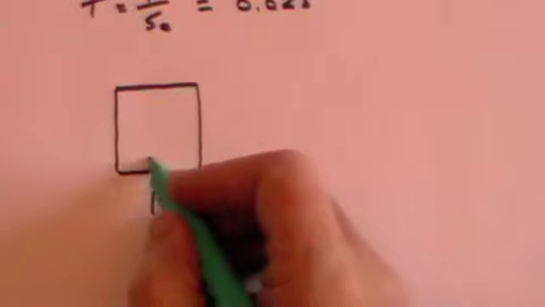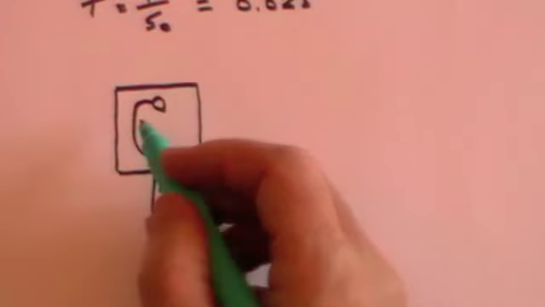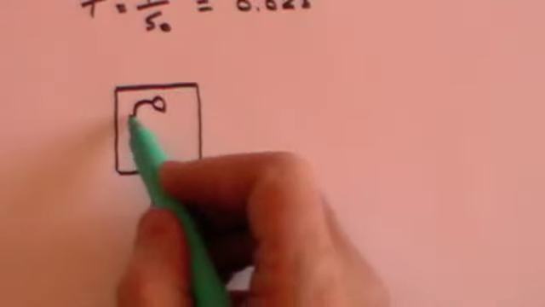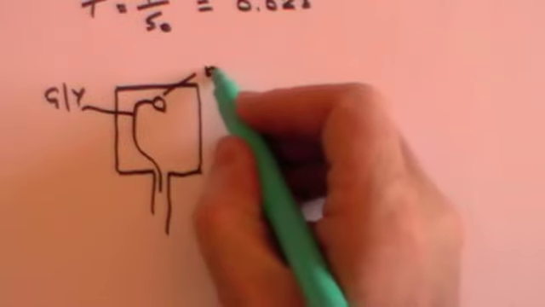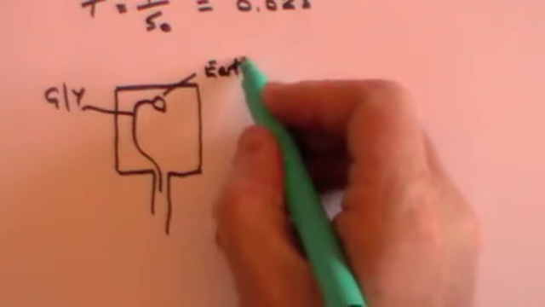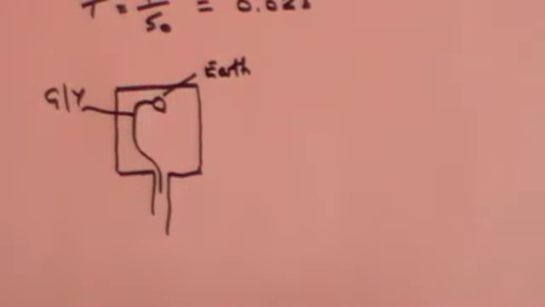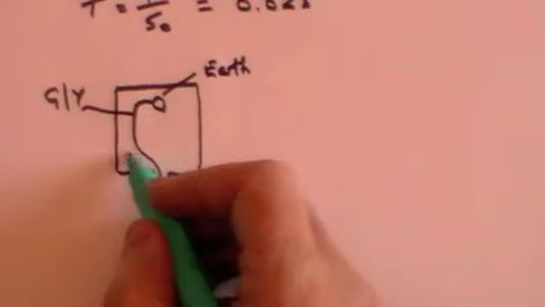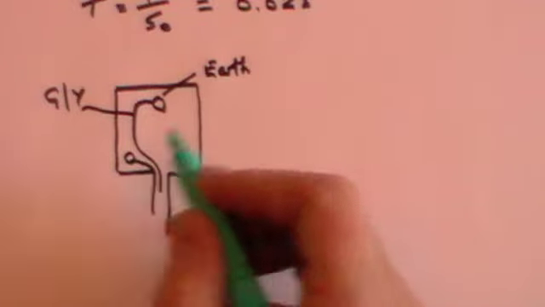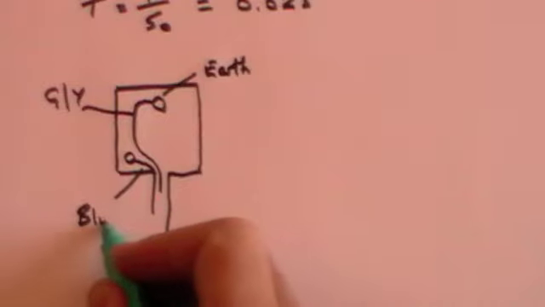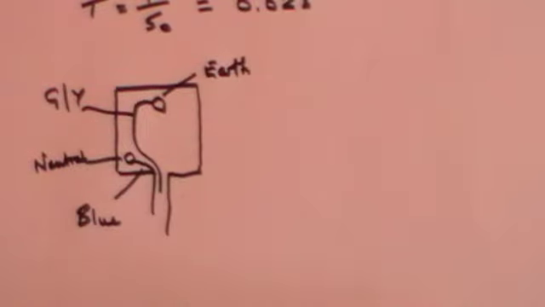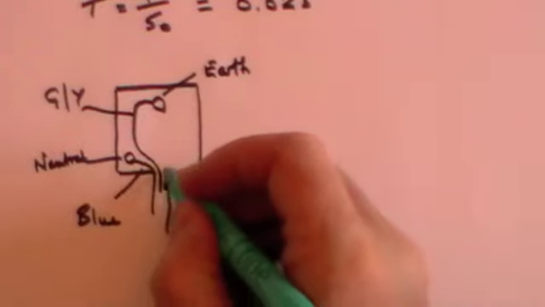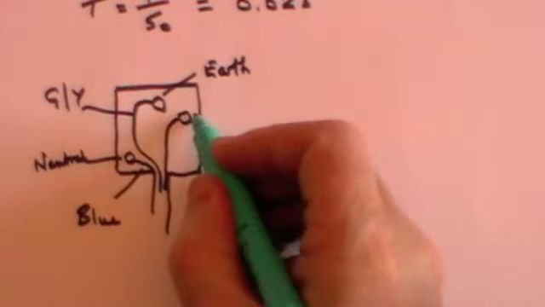The first of them will be green and yellow, and that will go to, well, let's just mark it, this is green, yellow, and that goes to what is called the earth connection. So that's the earth pin of the 3-pin socket. There will be a blue cable, a separate blue cable, which goes to what's called the neutral pin. And there will be a brown cable which doesn't go to a pin at all.